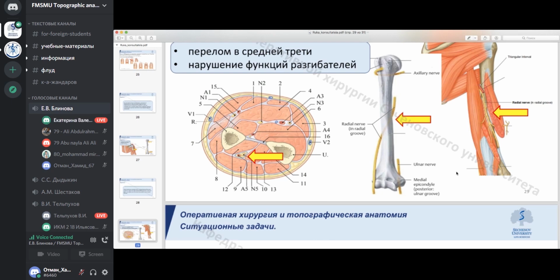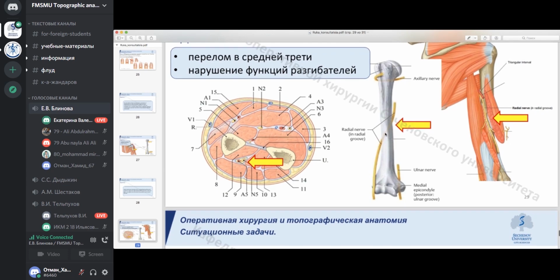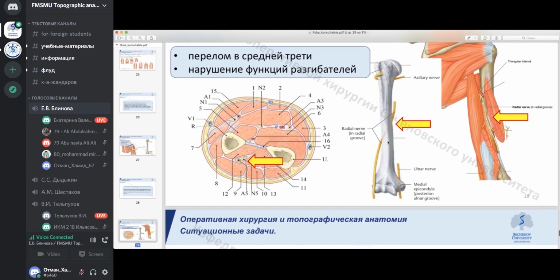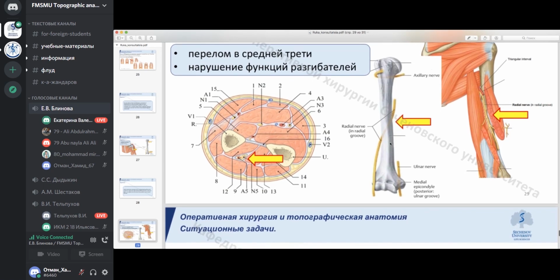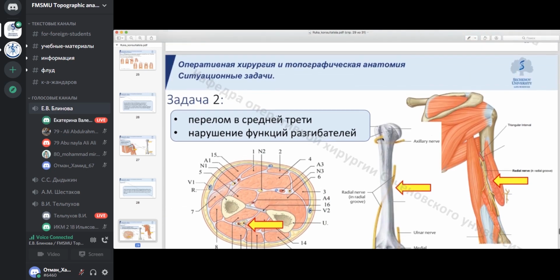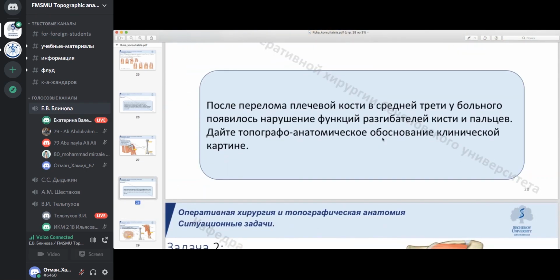It means the radial nerve was damaged. Why? In the middle third, the radial nerve is attached to the humerus and lies in the radial canal. And sometimes during a fracture of the bone, this nerve may be damaged. You understand? Your answer should be the radial nerve. That's all.